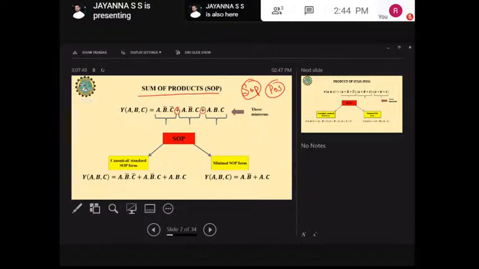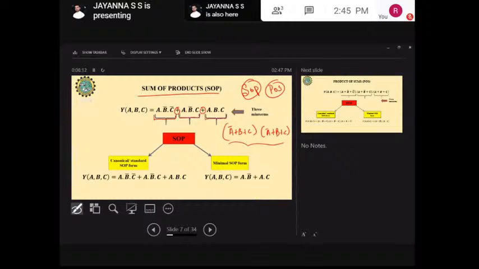Suppose I consider POS, I need to write it as (A bar plus B), this is the first term, into (A bar plus B plus C). I have taken two max terms. These are known as max terms, whereas here these are known as min terms. I am going to classify it this way.